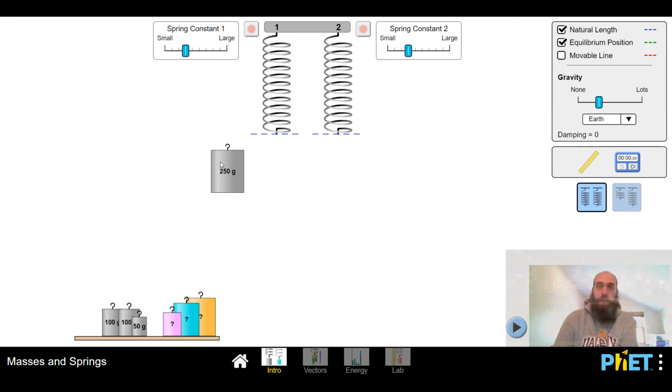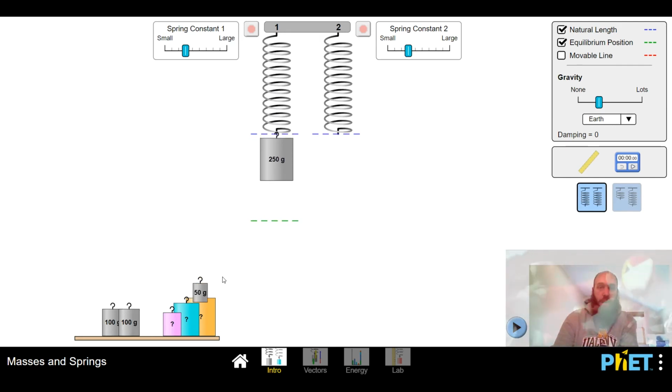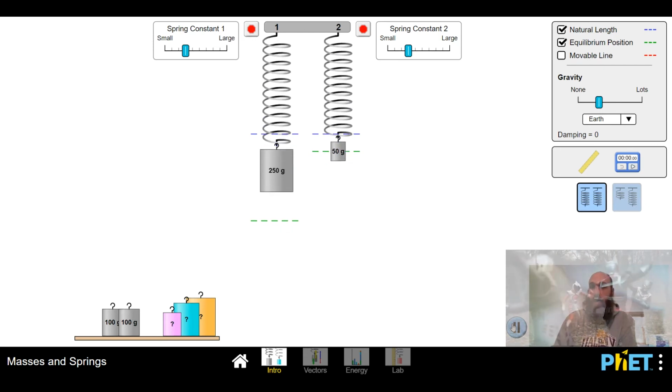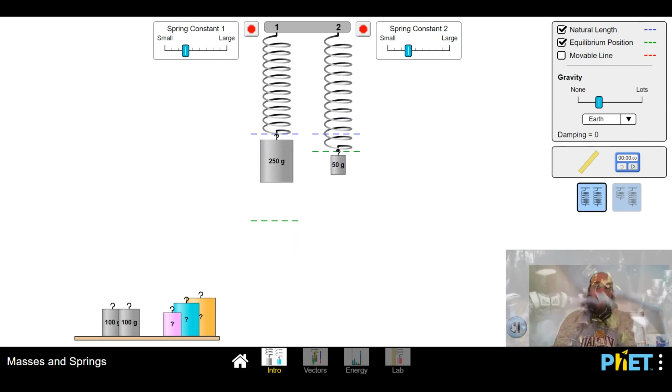But what actually determines how quickly this thing bobs up or down? Well, if we were to put a large mass over here and a much smaller mass over here and start them at roughly the same position, we would see that even though they have the same spring constant, they don't take the same amount of time to go up and down. In fact, they're very different. And so the mass makes a huge difference.